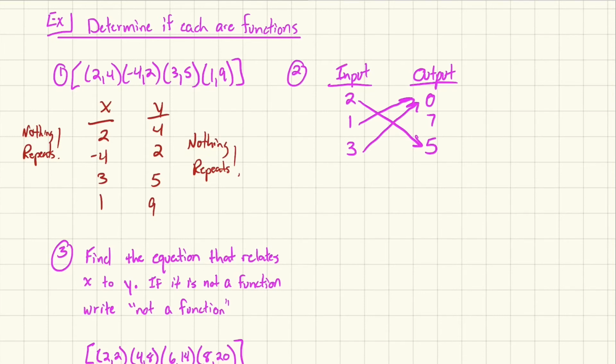All right, so in our first point, we have 2 going to 4. Okay. In our second one, we have -4 going to 2. Okay. In our third one, we have 3 going to 5. That's okay. And in our last one, we have 1 going to 9. That looks good to me. So yes, this is a function.